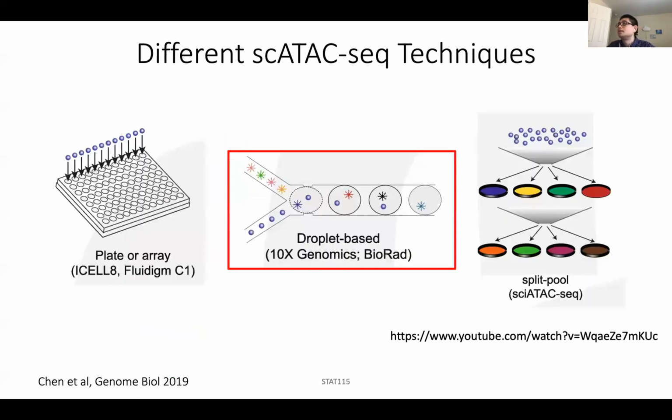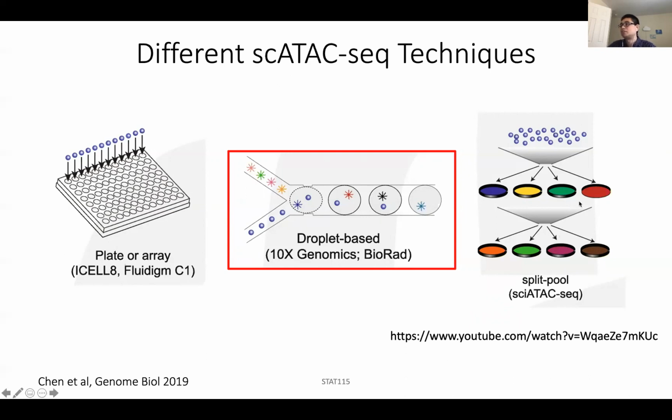Okay. Other methods, in addition to the droplet-based one, are being developed. Similar to single cell RNA-seq, there's the plate-based method in which a single cell is sorted into a single well, for example, into a 96-well plate. There's also the split and pool strategy, which was also initially used for single cell RNA-seq.